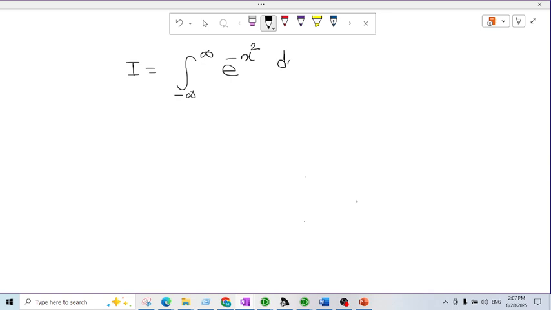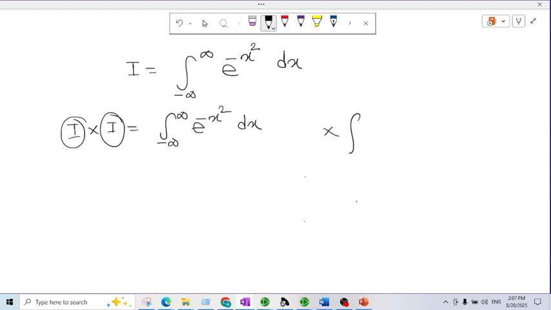So in this video we are going to find the integral from minus infinity to plus infinity of e to the power minus x square dx. It's a Gaussian integral, and in this video we are going to find this. Well, first let's write I times I. So first, I is equal to the integral from minus infinity to plus infinity of e to the power minus x square dx, and let's write the second I, which is also equal to the integral of e to the power minus x square dx.